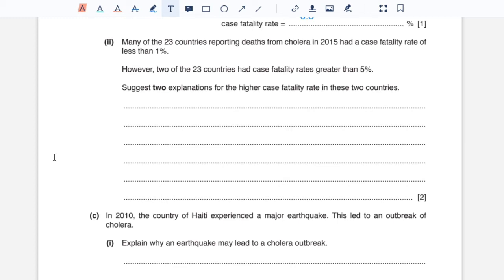To answer this question, you need to explain using factors that could have prevented death after infection, that is, the treatments. Because here we are dealing with fatality and not just the number of cases. And so that could mean no oral rehydration therapy was available, or the antibiotic course was not completed for the patients with cholera, or maybe antibiotic resistant strains of cholera have caused all of these deaths.